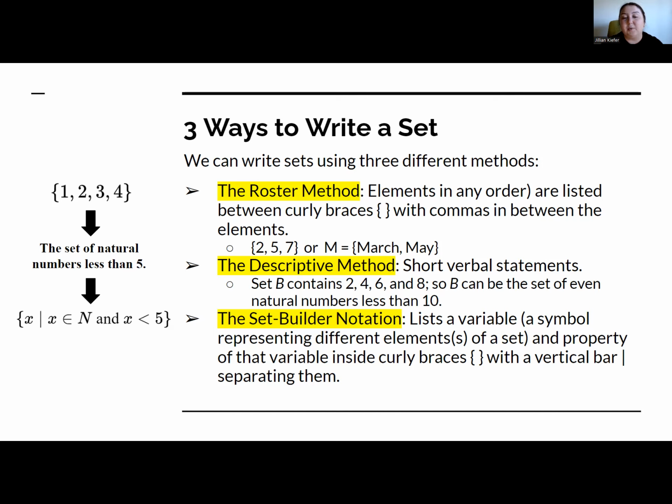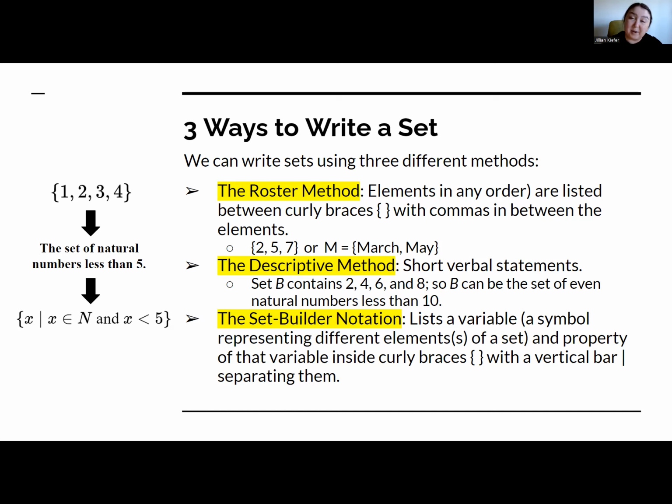Going on to the second one, we also have the descriptive method. It's pretty self-explanatory. It's a set that you just describe without actually listing any numbers or phrases or words. So these are going to be short verbal statements. Something like set B contains 2, 4, 6, and 8. You've still listed the numbers, but you're just saying that they contain that. You can say B is the set of even natural numbers less than 10. That's another way of writing that set.